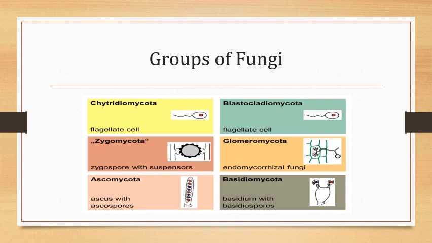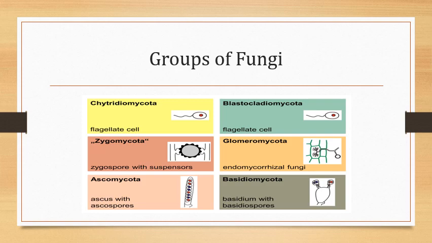Then Zygomycota fungus. Most of the fungus strains were placed in the Zygomycota, but now they appear in Glomeromycota only. An example is the black bread mold, also known as Rhizopus stolonifer.